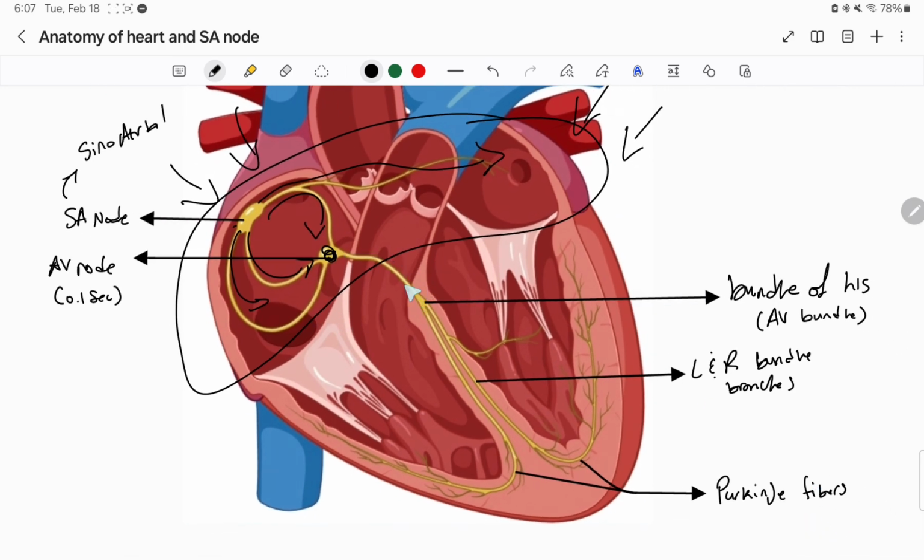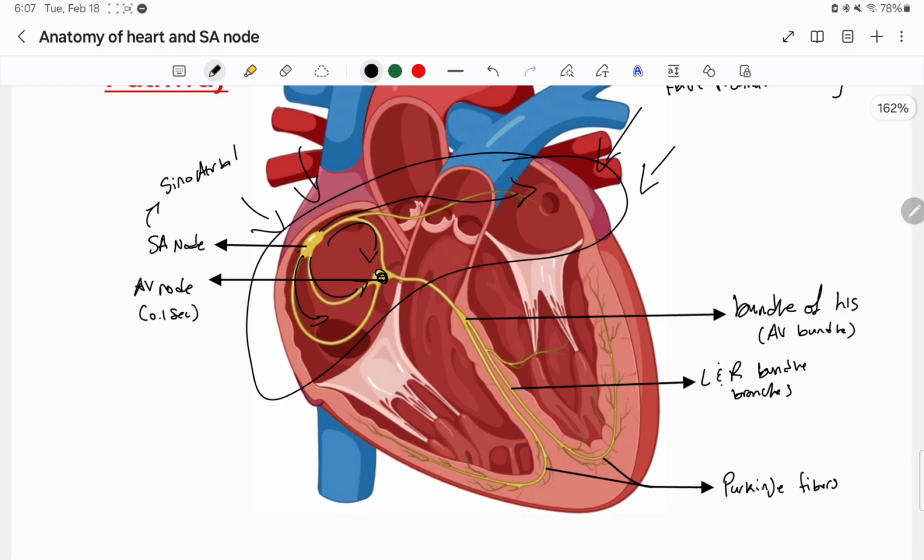Well, because this pathway is extremely fast. If it did not hold on to this for 0.1 seconds, what would end up happening is the ventricles would end up contracting at the same time as the atria. And they would pump their blood all over the place.